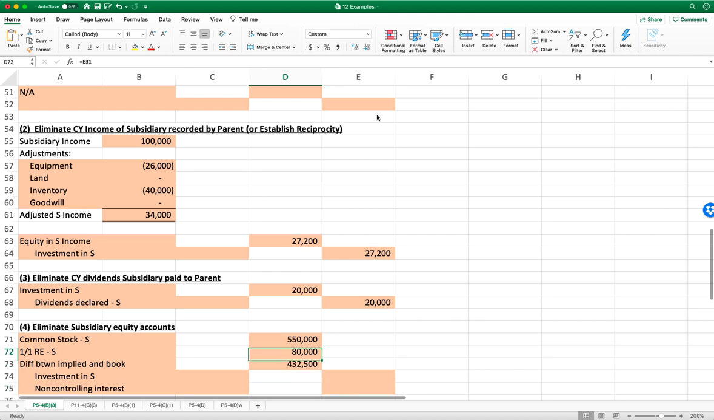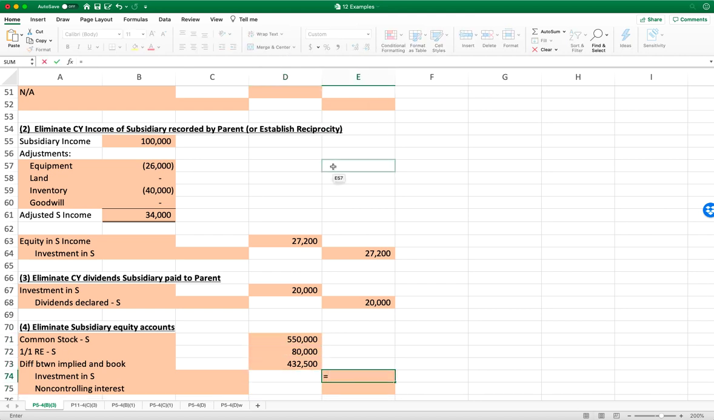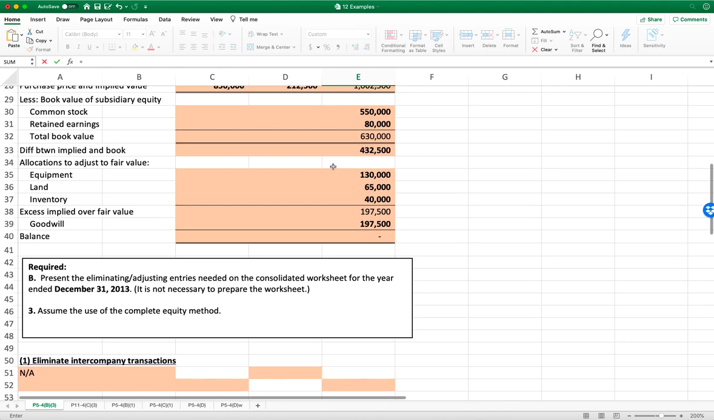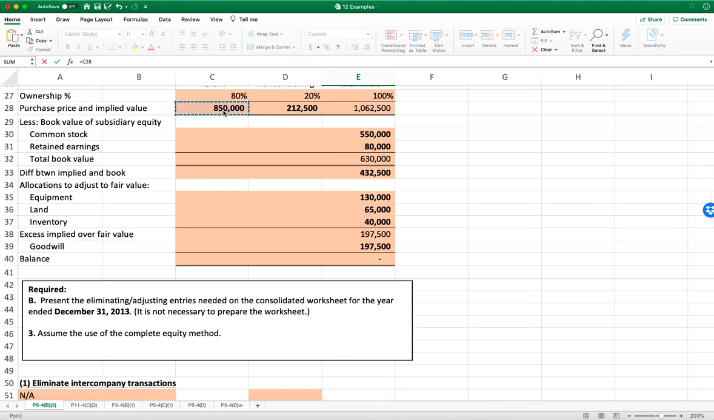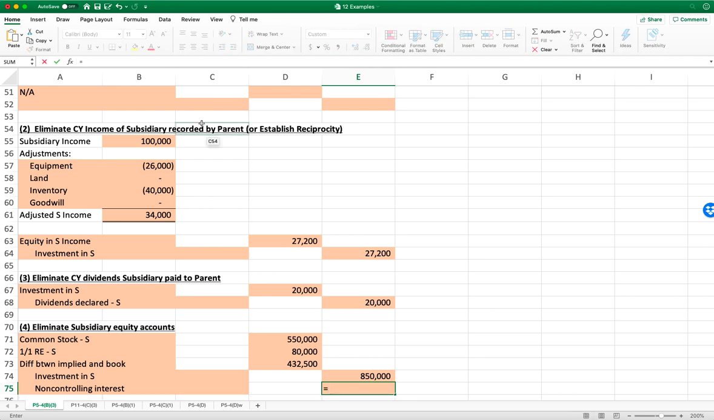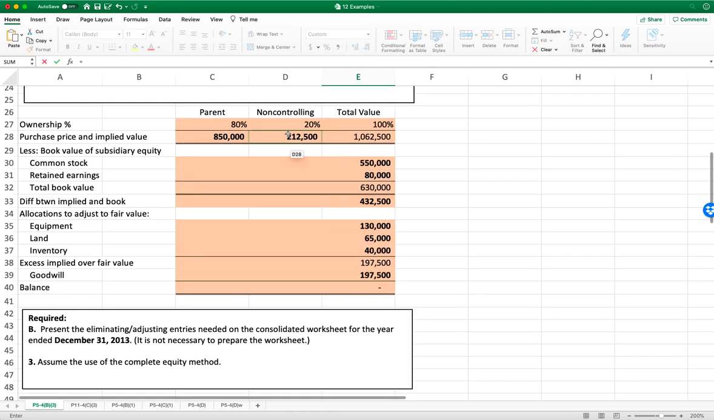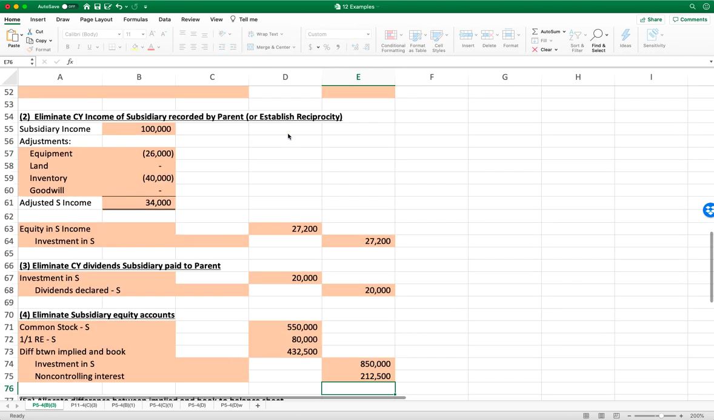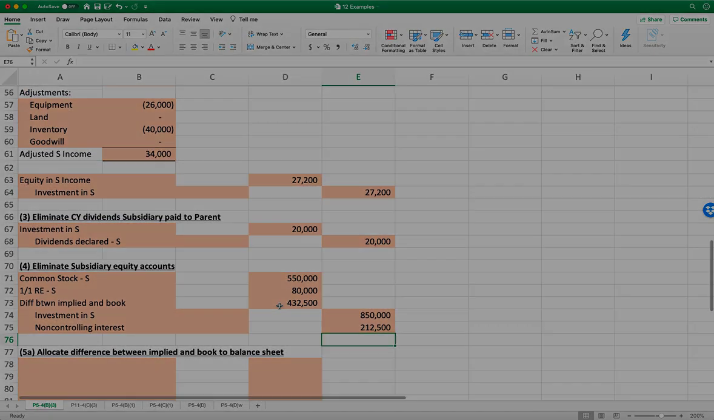And so since all of our debits match our computation and allocation of differences schedule, so will all of our credits. So investment in S is our initial investment of $850,000, and non-controlling interest is our initial balance of $212,500.